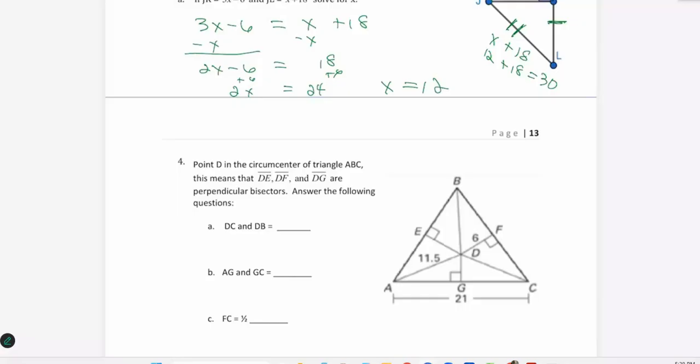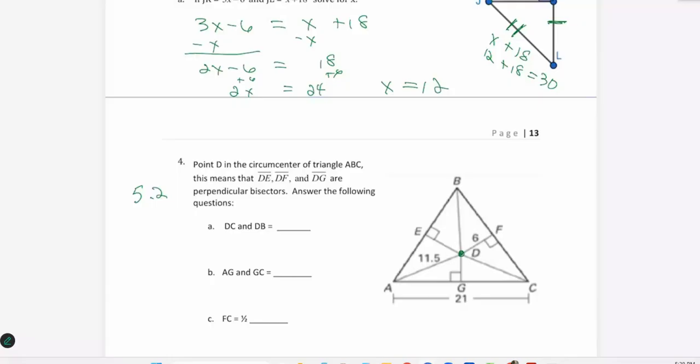Okay, so we're going to continue with, it says point D is the circumcenter of triangle ABC. So this is continuing with 5.2. So here's your circumcenter right there. That means that DE, DF, and DG are perpendicular bisectors. Okay, so those are your perpendicular bisectors. So what kind of stuff do I know? So answer the following questions.